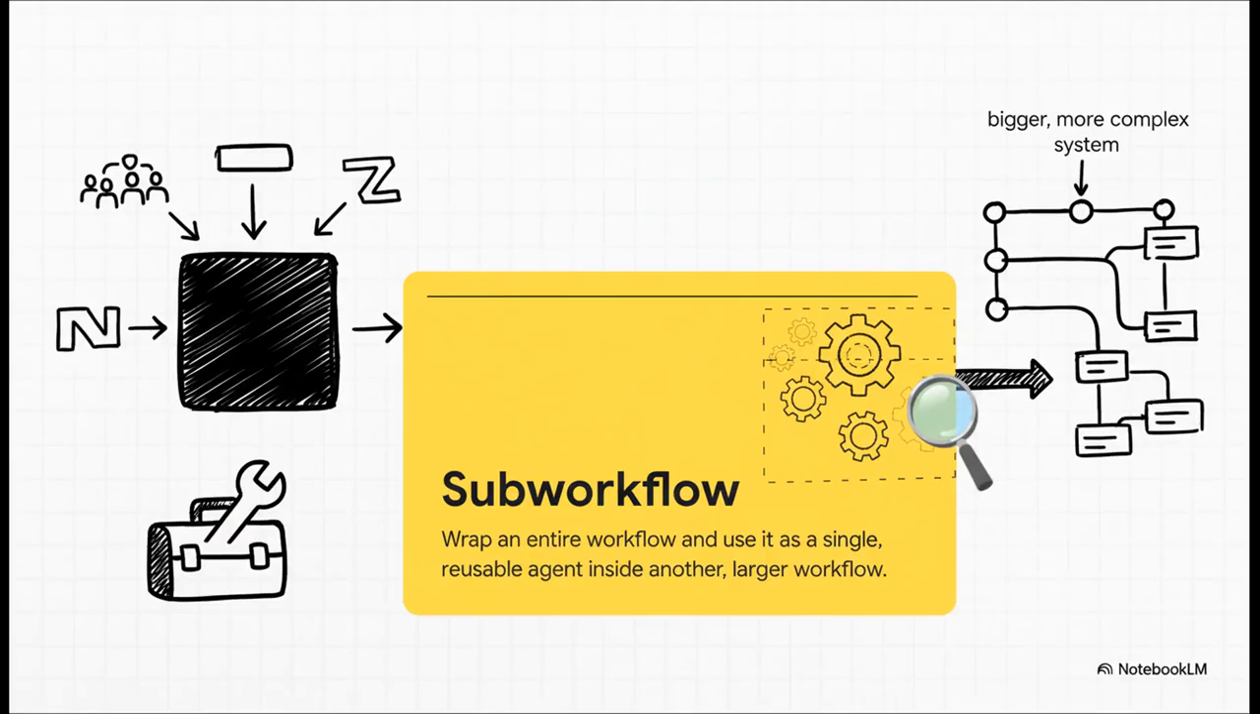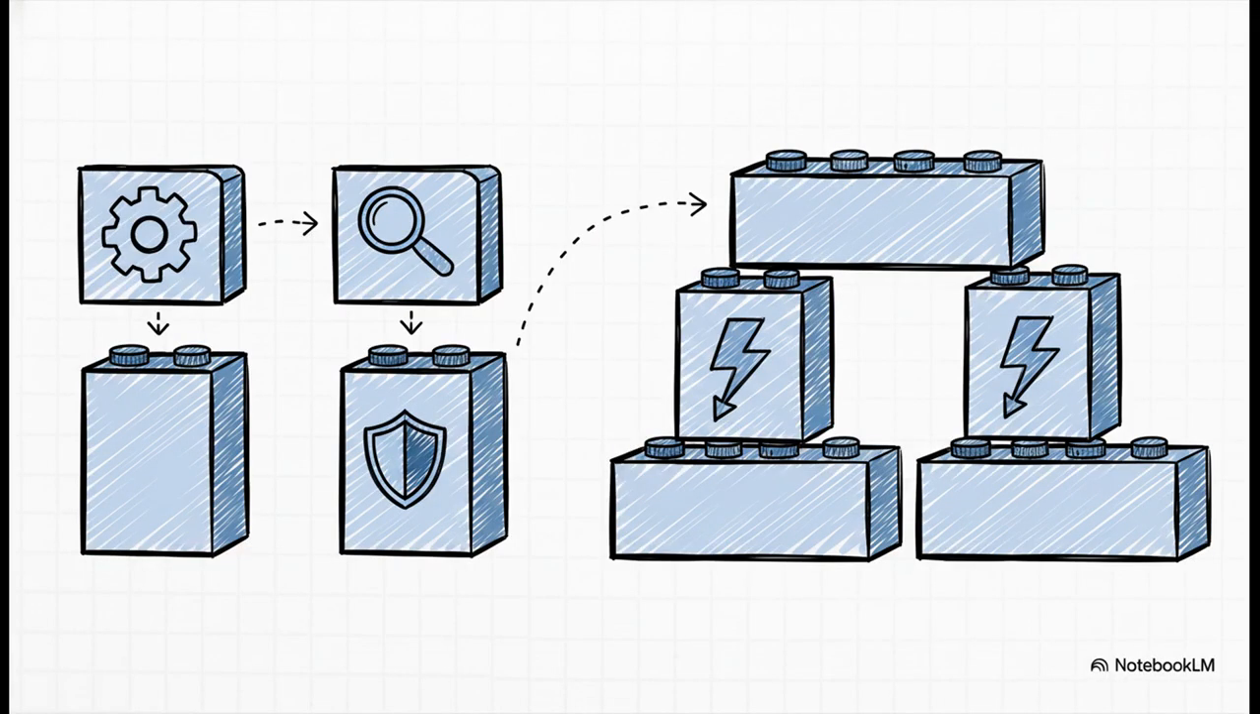So here's the big idea, and it's a really powerful one. A sub-workflow lets you take an entire multi-agent workflow, like that parallel review team we just talked about, and basically wrap it up in a box. It becomes a single reusable component, like a custom tool you can just grab from your toolbox and plug into an even bigger system. So why is this such a big deal?